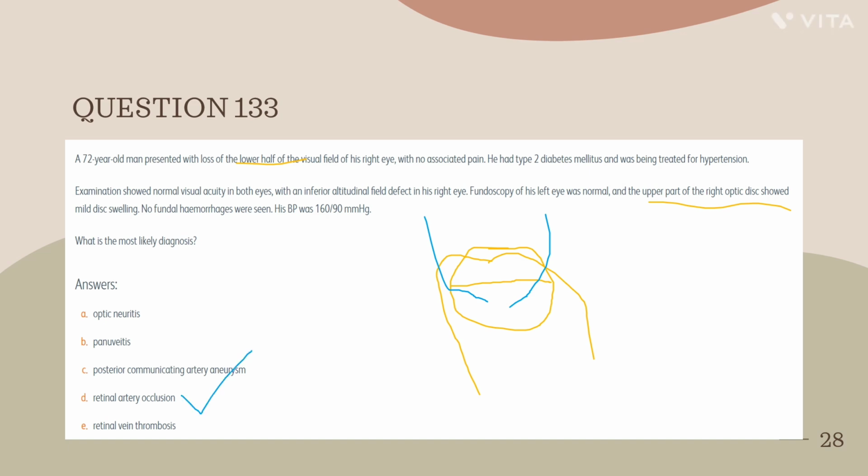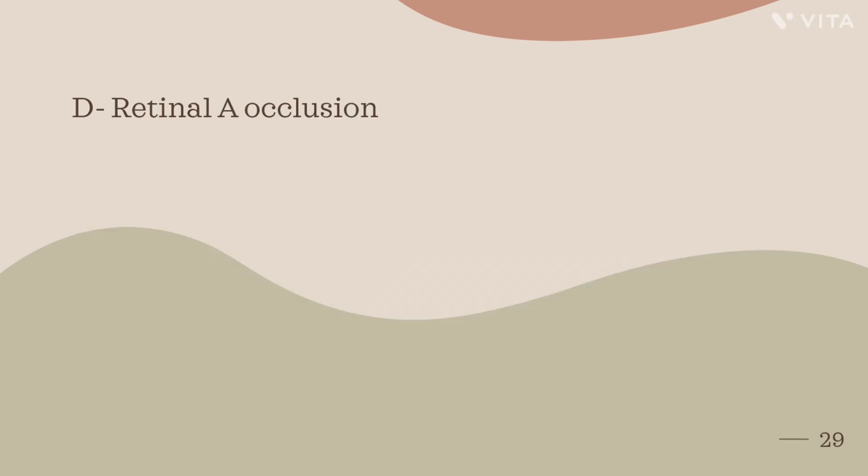Retinal venous occlusion with retinal venous thrombosis comes like a painless sudden loss of vision. Arterial occlusion, because here there is mild disc swelling and only some part is affected. So it can be a retinal ischemia and all. So it is retinal artery occlusion.